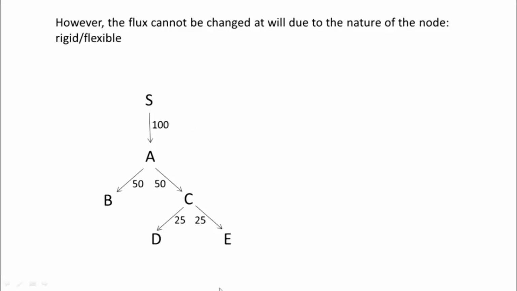To understand that, let us consider this example. S goes to A, A goes to B and C, and C goes to D and E. These are normalized fluxes. S to A is 100, A to B is 50, and A to C is 50, and C to D is 25, C to E is 25, in some units, millimole per time or whatever. So this is the branching when nothing has been done to this particular network.